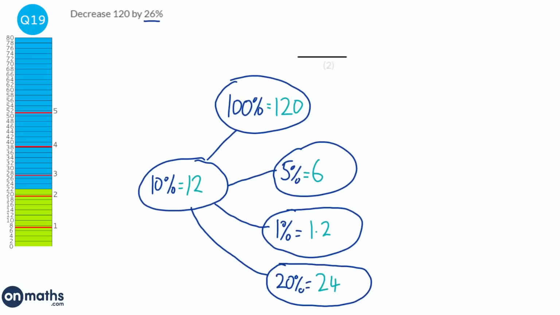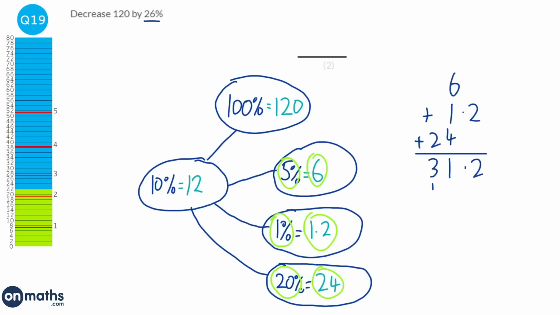So to work out 26%, we need to add these together to get to 26. So we're going to add these numbers here together. Okay, so we've got a 6, a 1.2, and a 24, and we're adding them together. And that would be 11, so carry the 1, that would be 3. Now, it says to decrease it by 26%. So 26% is 31.2. So we need to subtract that. So we're going to do 120, take away 31.2.